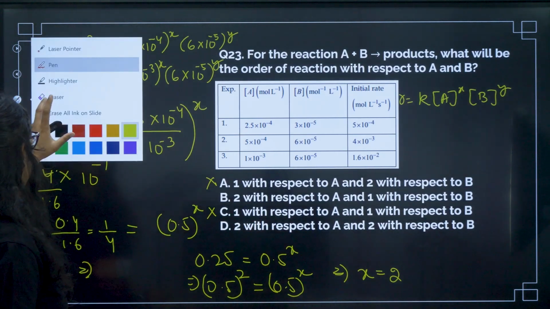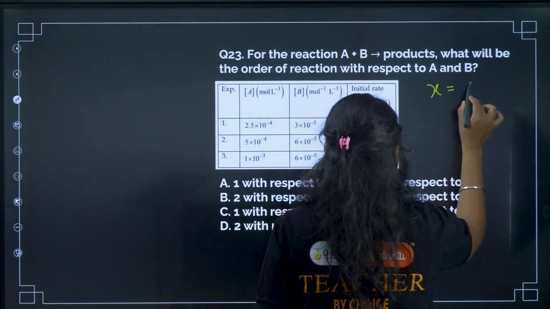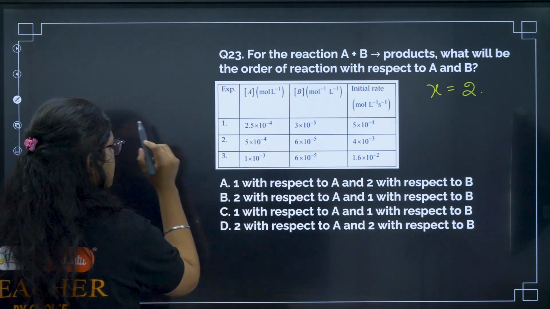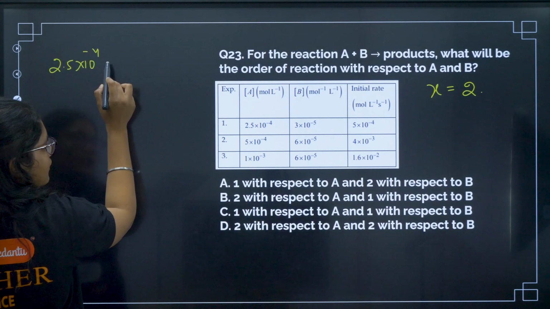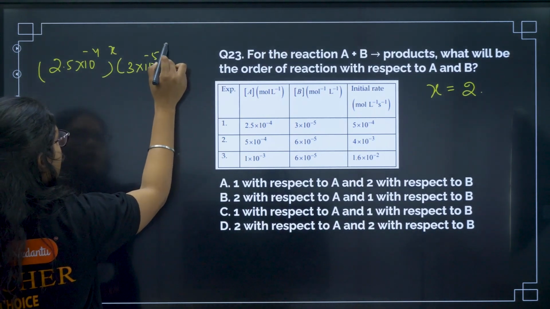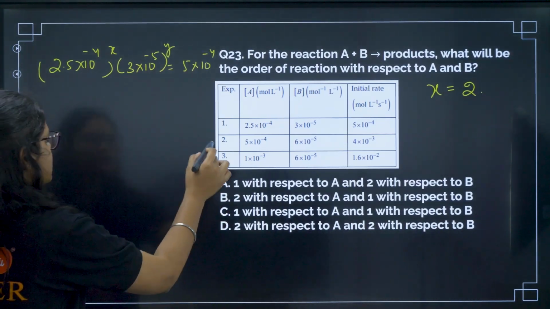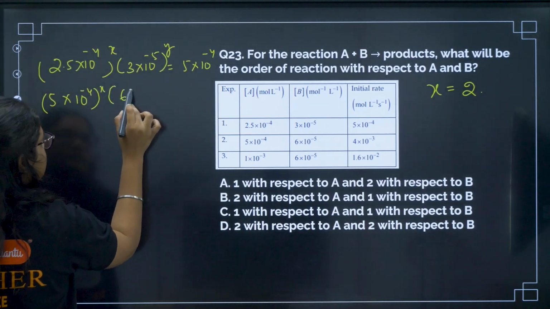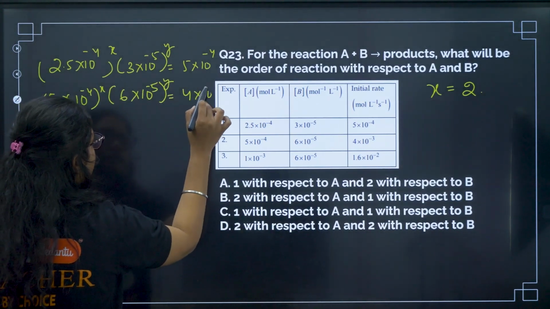Now let us go to the B part. Here I will write the result, X is equal to 2. Now we can take any reaction here. Let us take these two reactions. So 2.5 into 10 to the power of minus 4 to the power of X into 3 into 10 to the power of minus 5 to the power of Y is equal to 5 into 10 to the power of minus 4. This is the first equation. The second equation I can write is 5 into 10 to the power of minus 4 to the power of X into 6 into 10 to the power of minus 5 to the power of Y is equal to 4 into 10 to the power of minus 3, right?